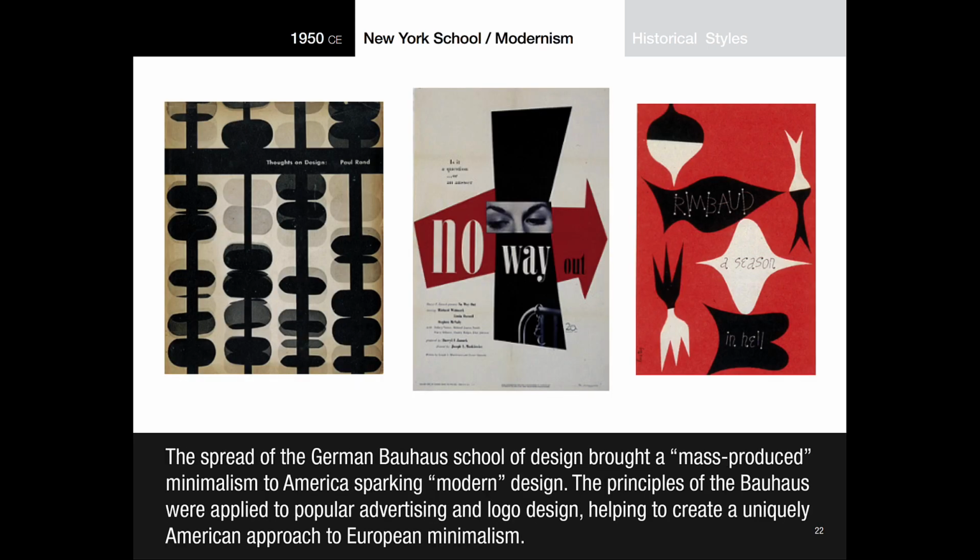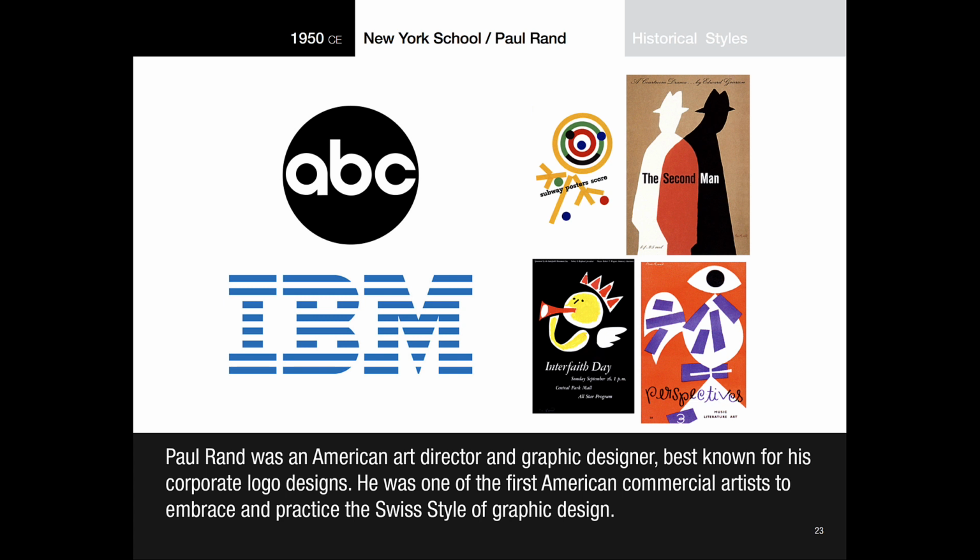In the United States, as we get into the 1950s, you have what's referred to as the New York School of modernism. Here's some examples of that as well. They've taken the Swiss design, but they've kind of abstracted it a little bit more. You see more organic shapes in here. You see things not necessarily laying on a perfect grid, but really a reliance on a lot of shapes and color fields. Out of the New York School, you get one of the fathers of American logo design, Paul Rand.